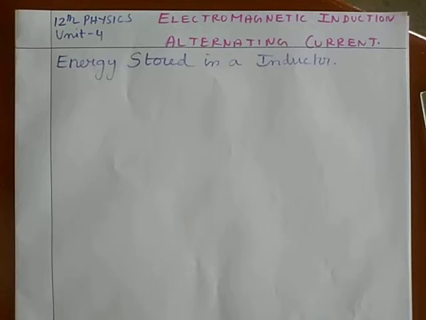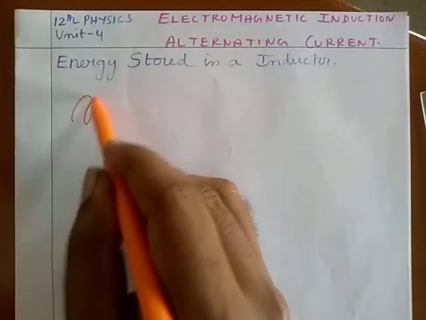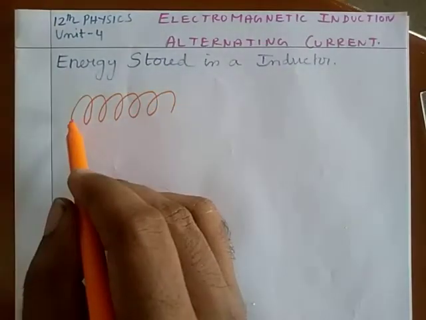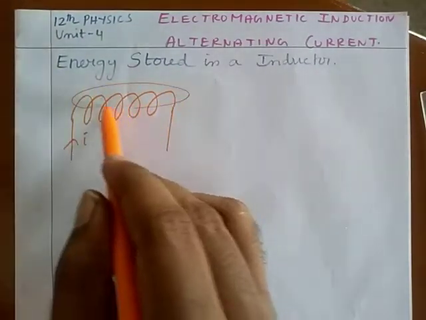We learned in our earlier class that the inductor is an energy storage device that stores magnetic potential energy in a magnetic field when current flows through the inductor. Here I consider an inductor. In this inductor I pass a current I. It produces a magnetic field like this.